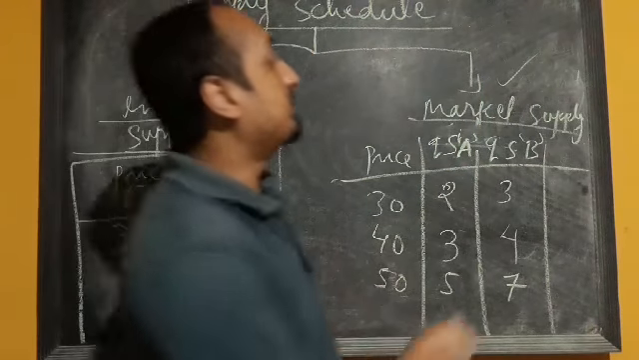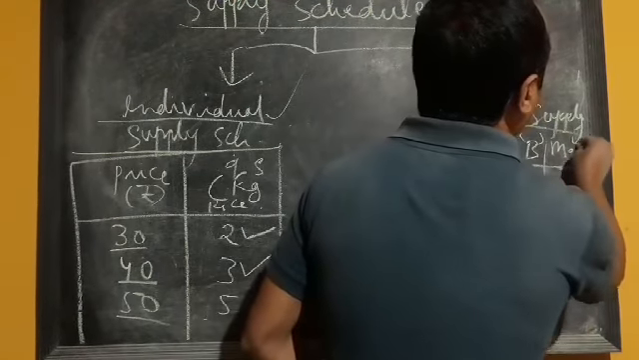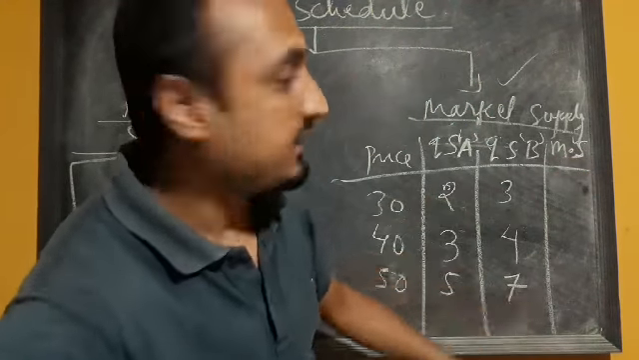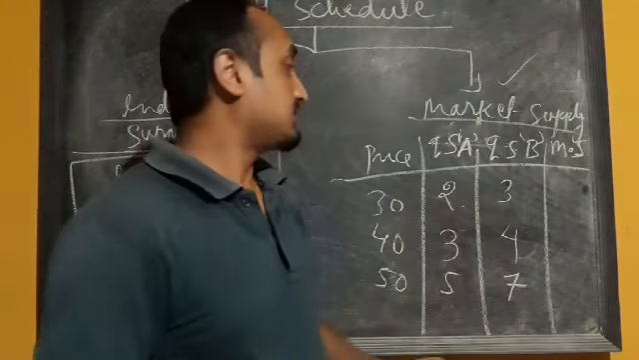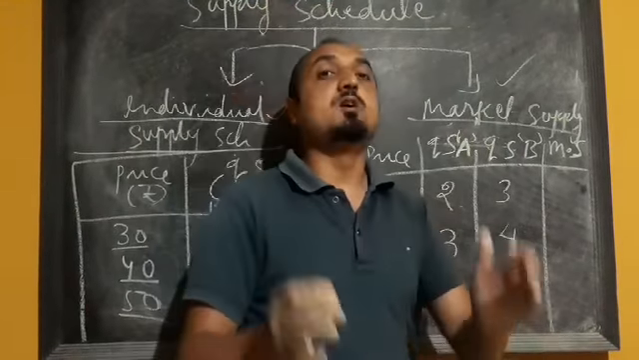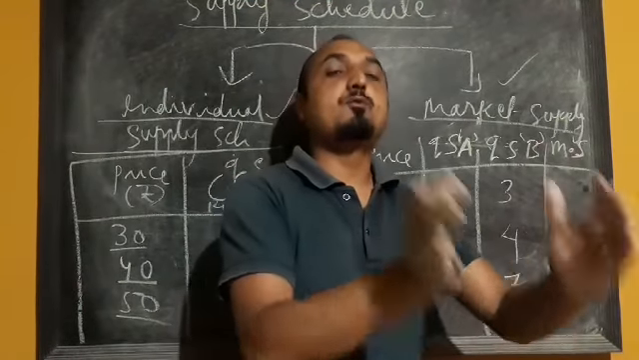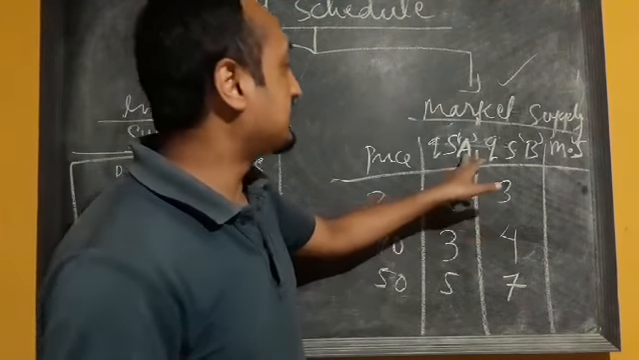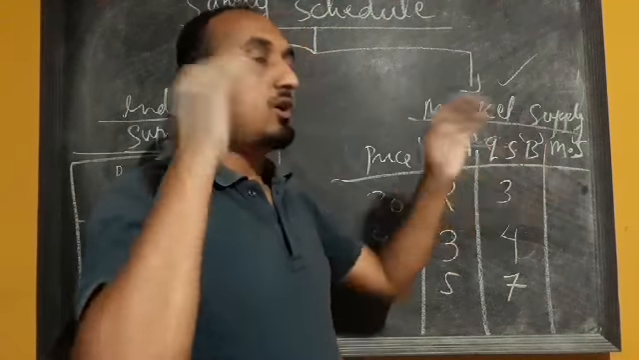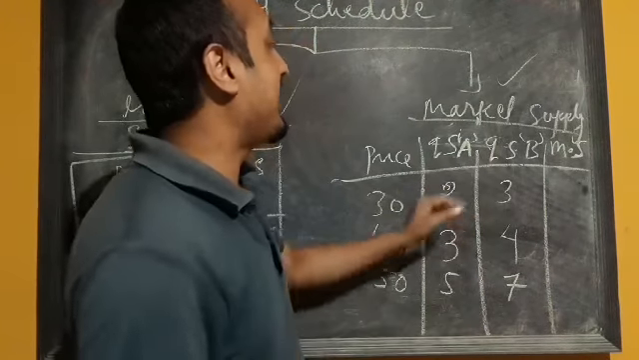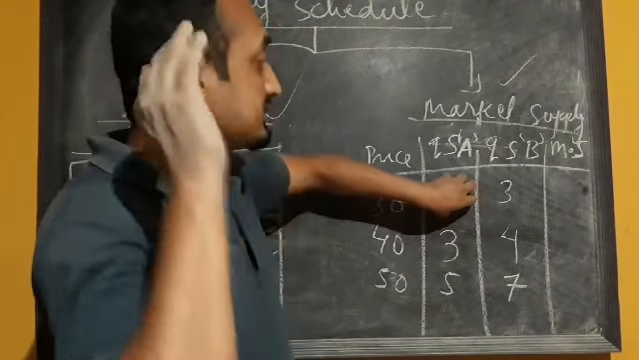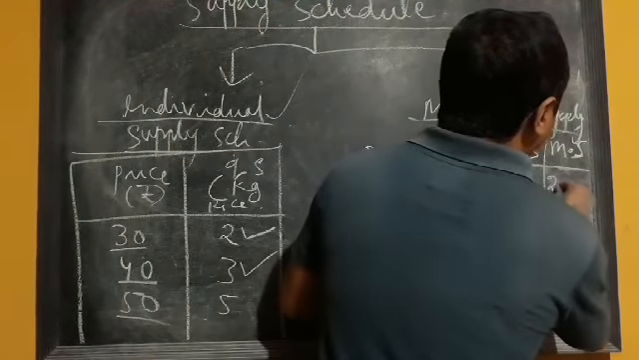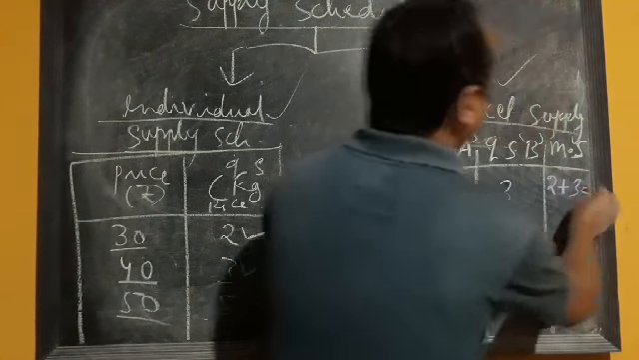Now we have to find the market supply. I am using M as a short form for market supply. How will we get the market supply? We have to add the quantities supplied by the different producers. In our example we have two producers, A and B, so to get the market supply we have to add the quantity supplied by producer A as well as producer B. So how much will be the market supply? 2 plus 3, that means 5 kg.